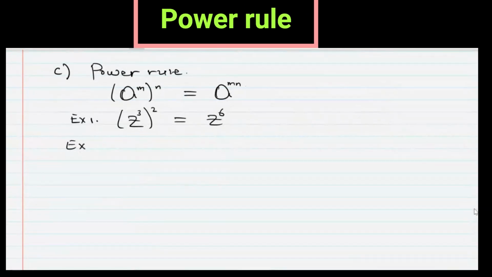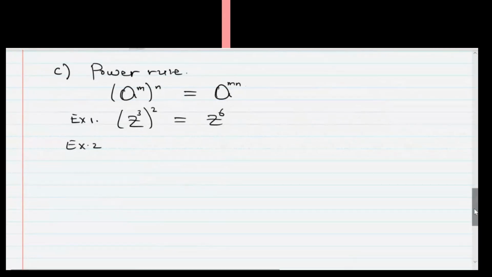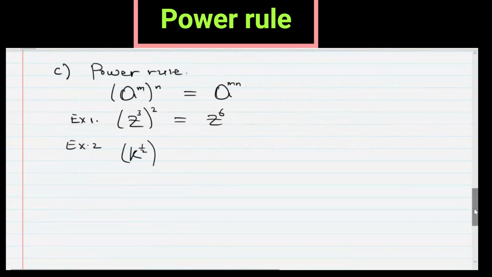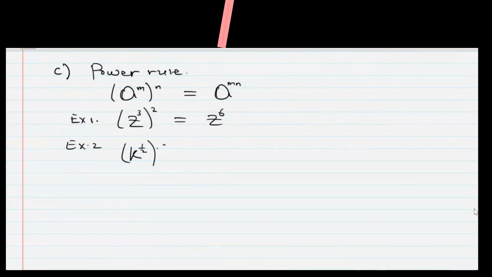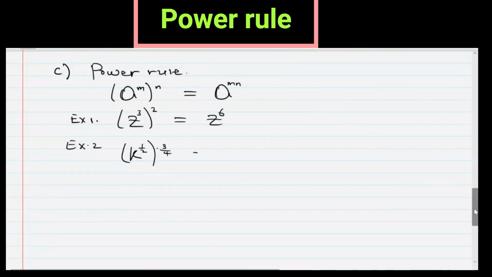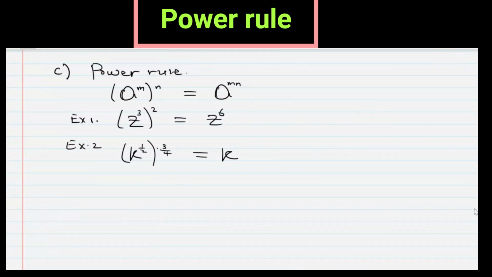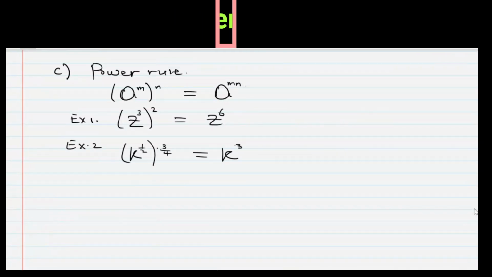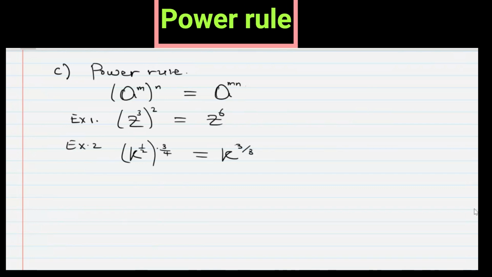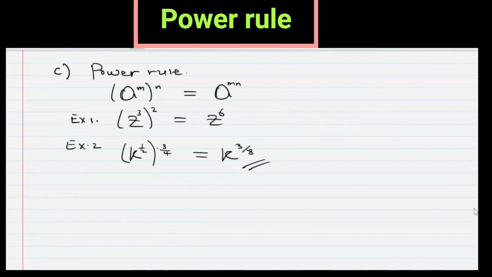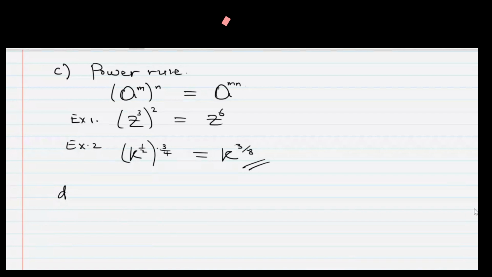Let's do exercise 2. If you have k to the power of 1 over 2, raised to another 3 over 4, this simply means k, and you multiply straight: 1 over 2 times 3 over 4. 1 times 3 is 3, 2 times 4 is 8. So k to the 3 over 8 is your answer.